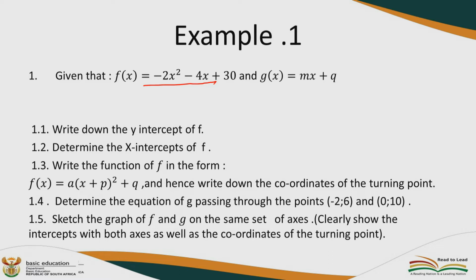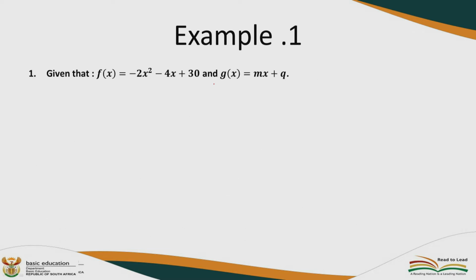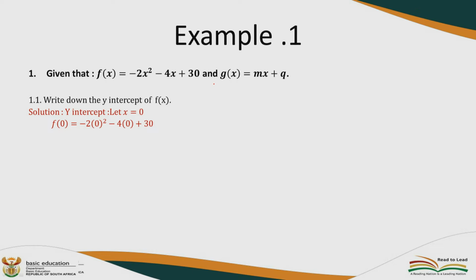Now, in example 1, we are required to write down the y-intercept of the function f(x). Always, when you want to determine the y-intercept of a function, remember to let x be equal to 0. So you substitute 0 throughout, replacing x by 0. When you substitute, you finally get your y-intercept: f(x) is equal to 30, or y is equal to 30. That is the y-intercept of the function f(x).